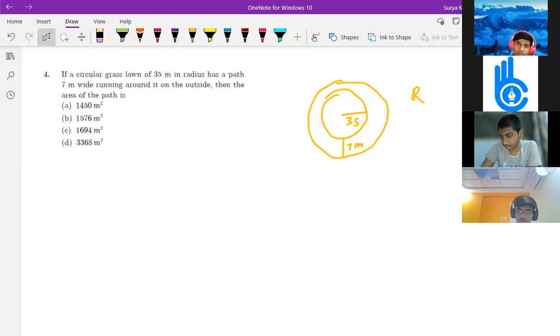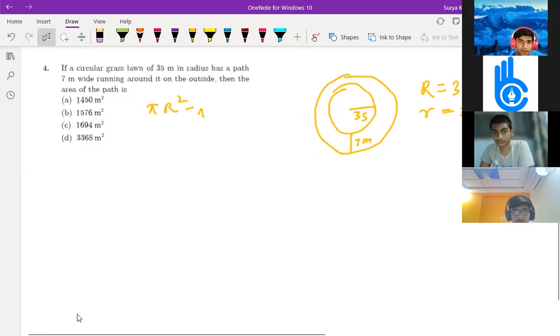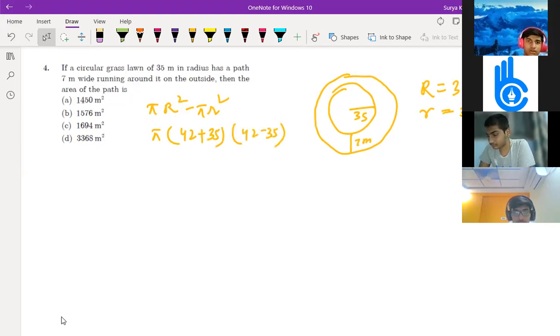See, capital R, if you see, capital R is 35 plus 7, that is 42 meter. And small r is what? 35 meter. The answer is 1694. You can use the formula and get the answer: pi R square minus pi r square. So pi is common. You can take 42 plus 35, 42 minus 35. So a plus b, a minus b. You can just use the formula, get the answer. Okay. We'll not spend much time, we'll just move further.